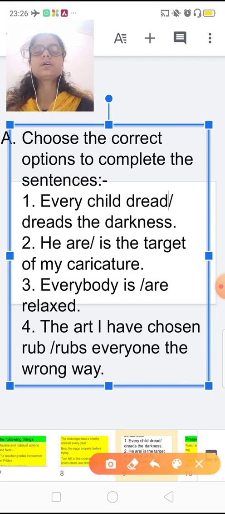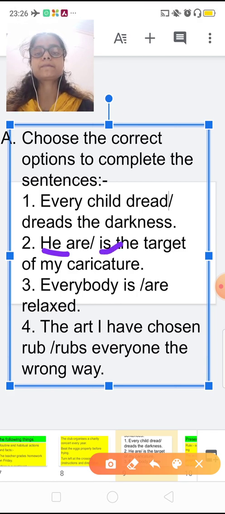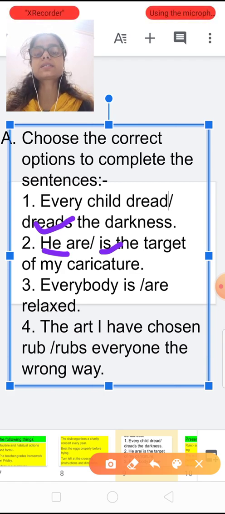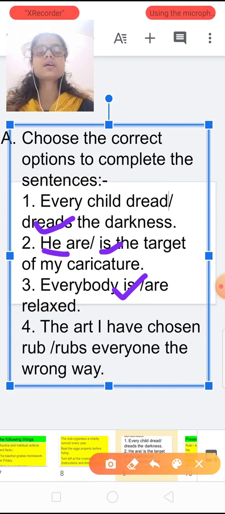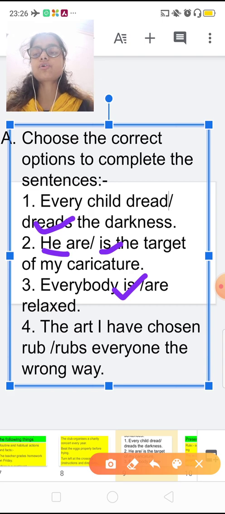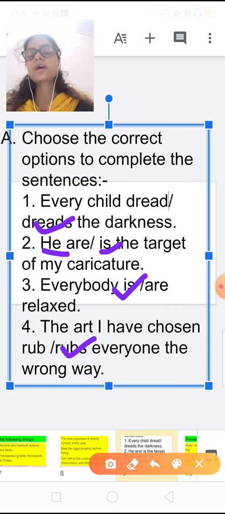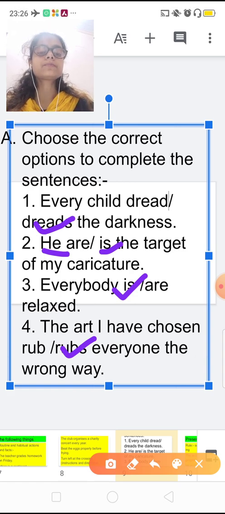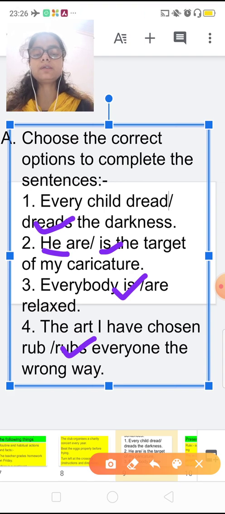Okay, now he is the main thing. Are or is, what will we use? Yes, is. Everybody is or are relaxed, so is or are? Yes, is. The art I have chosen rub or rubs everyone the wrong way, so rubs will come. So 2, as I told you, will be your homework, and it is the book exercise from page number 24.